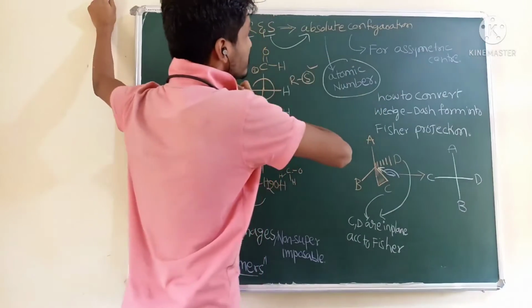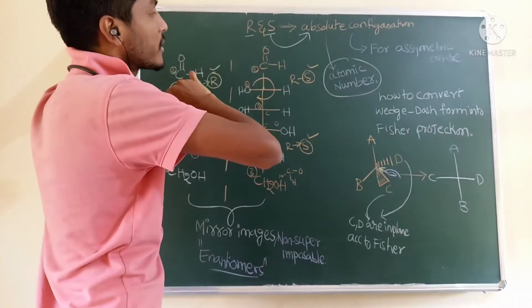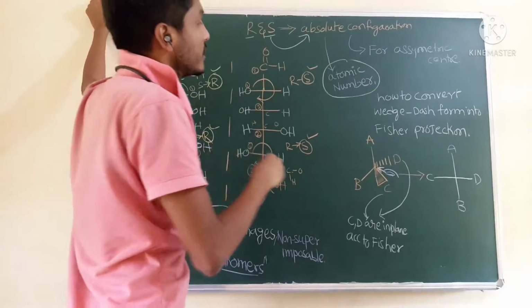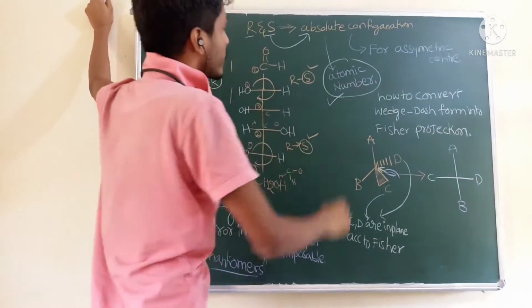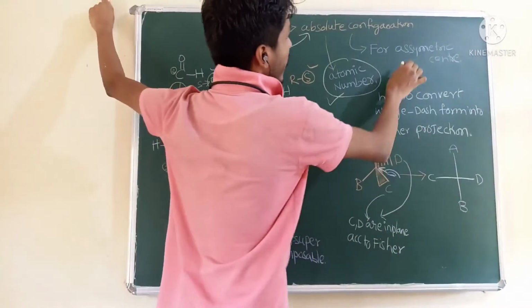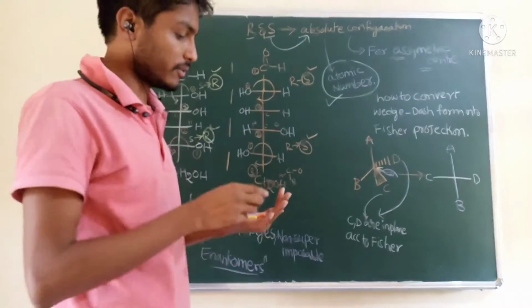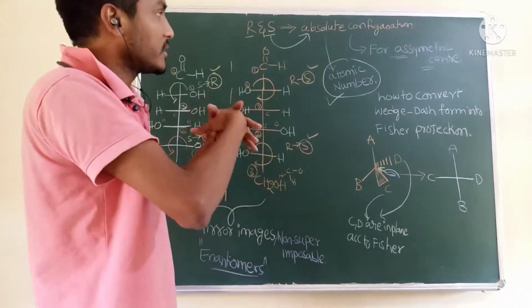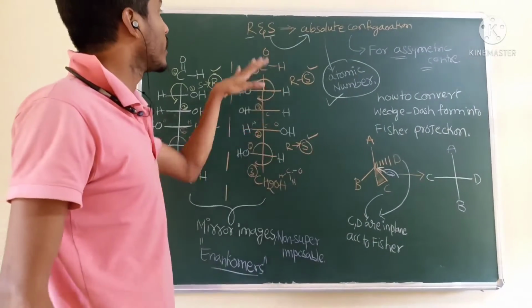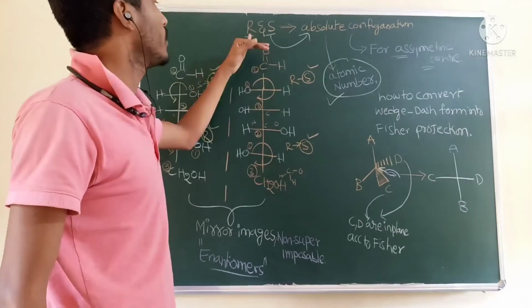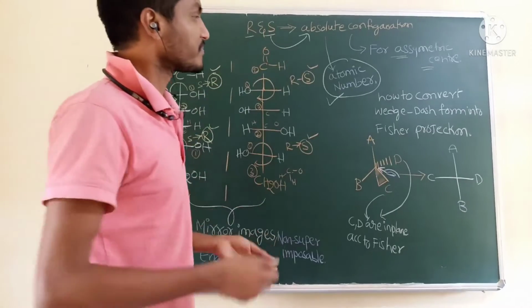We assign R and S configuration based on atomic number, or in the case of isotopes it will change. Majorly, based on atomic number we can assign R and S configuration for all asymmetric centers. If we can find any asymmetric center, then we can give it an R or S configuration. So there is no need for any instrument to assign R and S configuration.